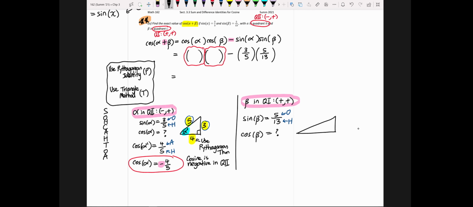So beta is in quad 1. We don't need a reference angle here. We only need the reference angle if beta is not in quad 1. In our right triangle, sine of beta is opposite over hypotenuse. So this is 5 to 13.